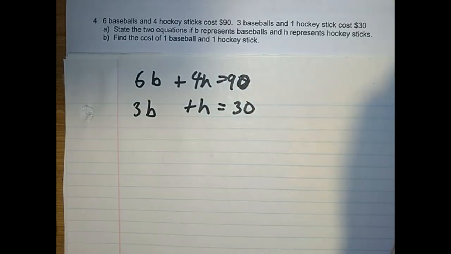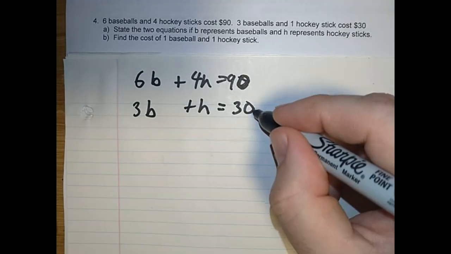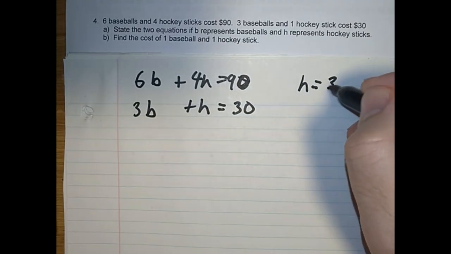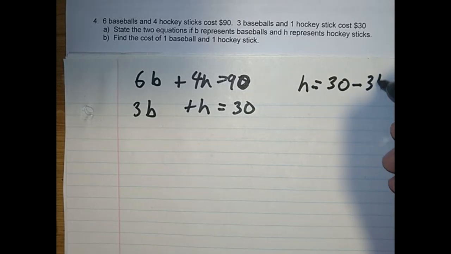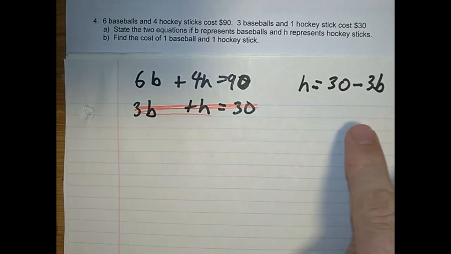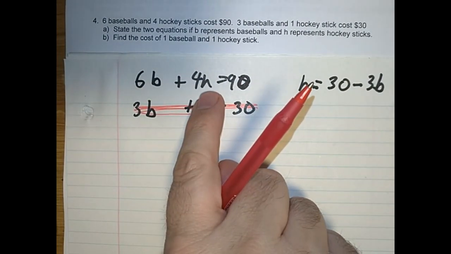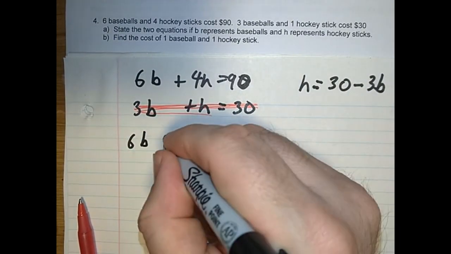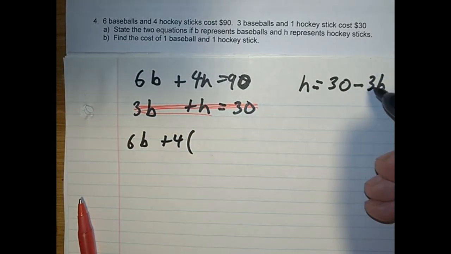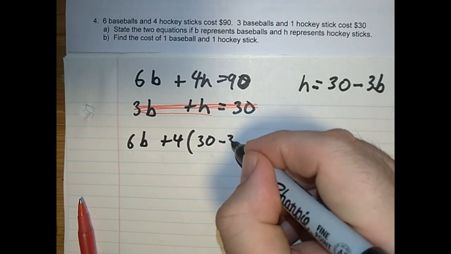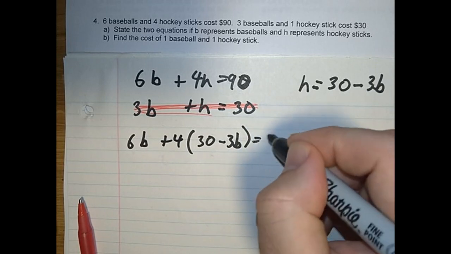Okay, so what I'm going to do is take this one and write it on the side. I'm going to go H equals 30 minus 3B. I'm going to cross this one out now because I've used it. So I put it over there. I'm going to take this and put it in where the H is. So 6B plus 4, and where that H is, I'm going to put 30 minus 3B equals 90.